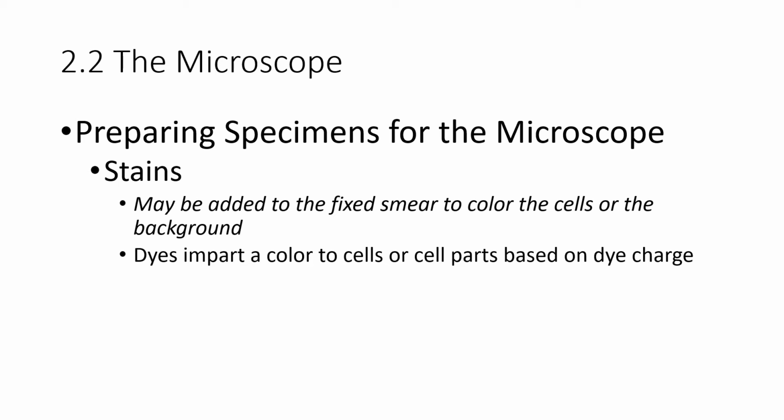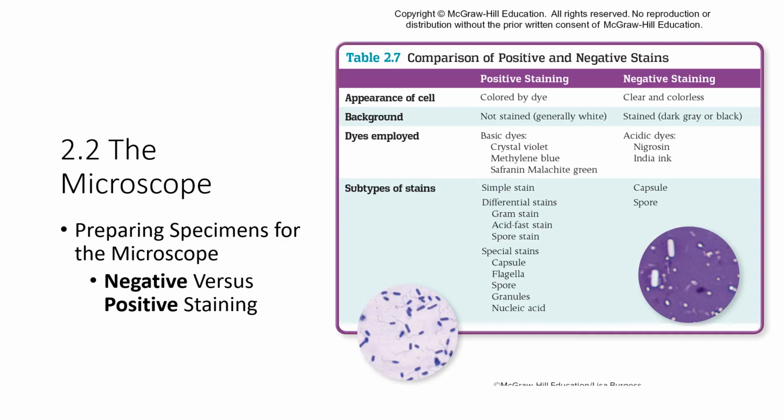Dyes impart color to the bacteria. Different dyes, different colors. The different dyes not only have different colors, but they have different chemical properties. The different chemical properties will allow you to do either negative or positive staining. You look at the table on the right there. Positive staining means you're going to stain the cell.